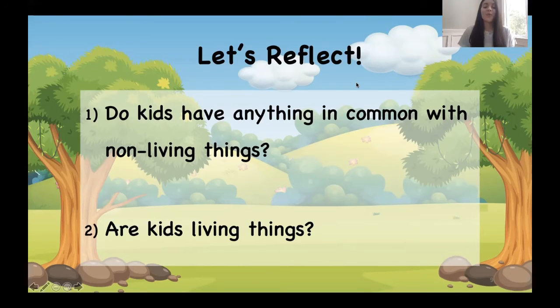Okay, so one idea for number one is that kids and non-living things both take up space. Think about it, even on this slide right here. We have rocks, we have trees. Those both take up space in the world, just like you and me. Also, we both have weight. Rocks are very heavy, and so are humans. I'll give you a couple more seconds to think about the answer to the second question.